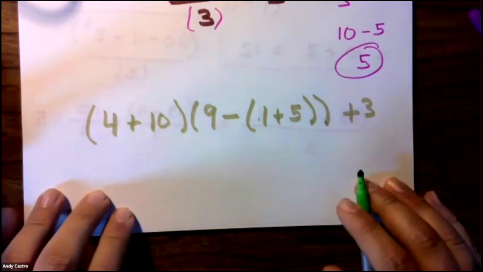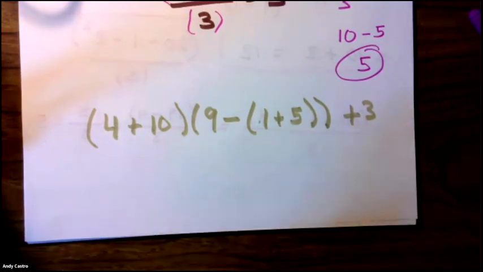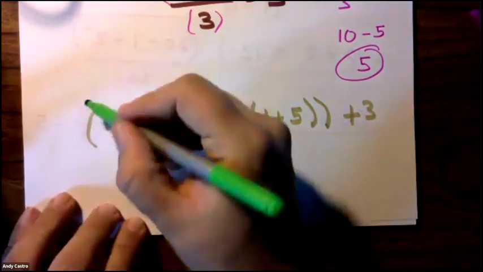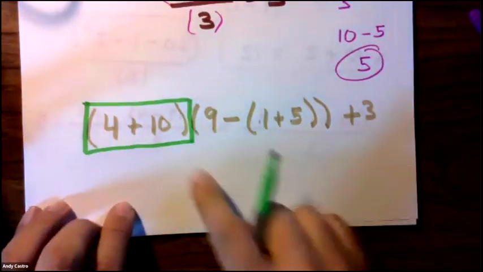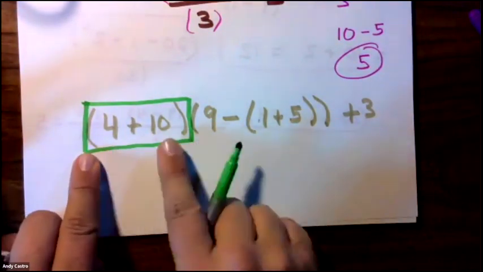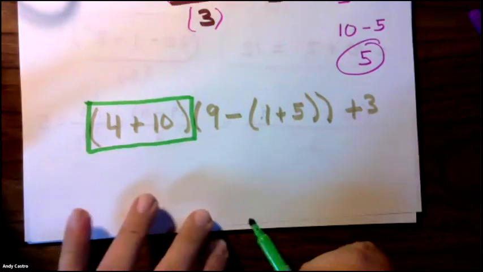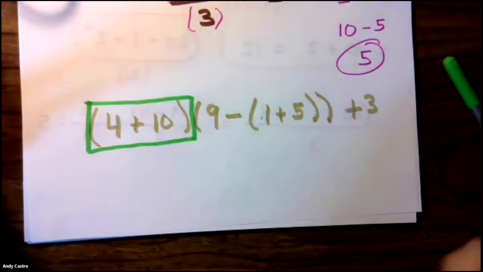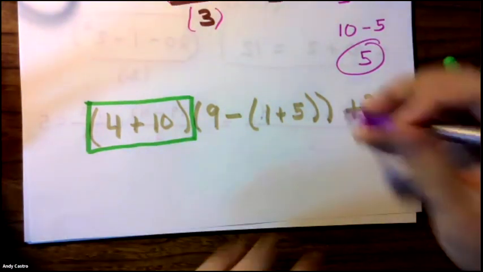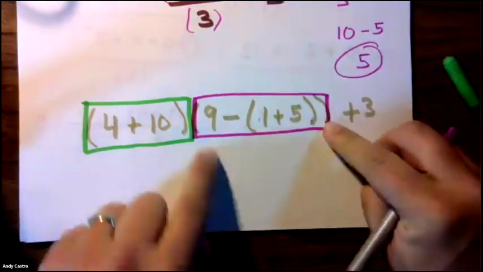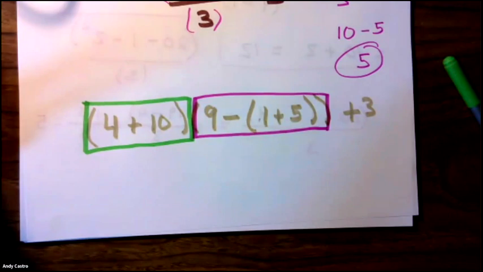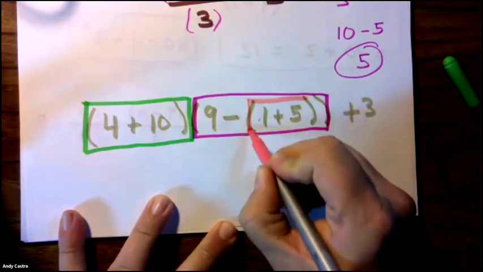So here we have parentheses. Now, this is one of those that I like to do boxes. So I will draw boxes around that quantity there because those parentheses encompass the 4 plus 10. And then sometimes I do different colors too, just to kind of keep everything straight. So I have a box here for these outer ones. And then on the inside, I've got another box. All right, the 1 plus 5 right here.